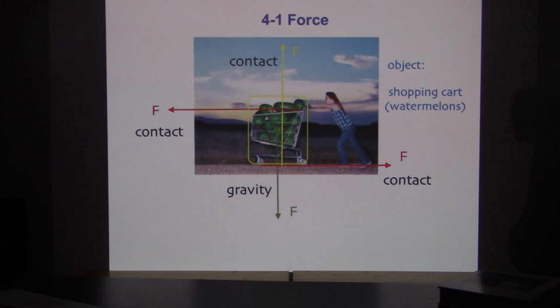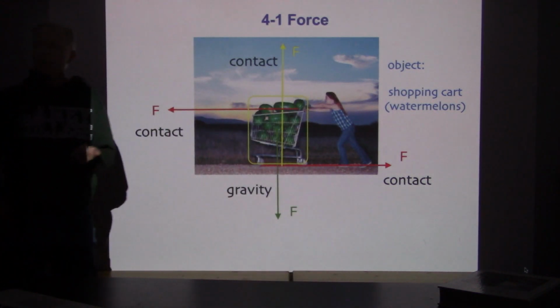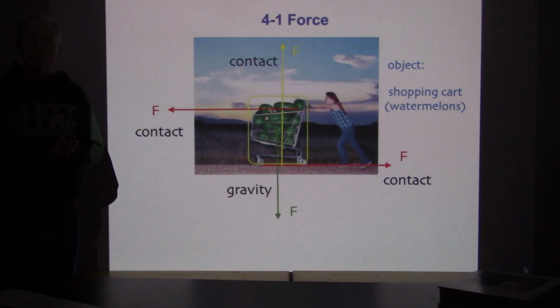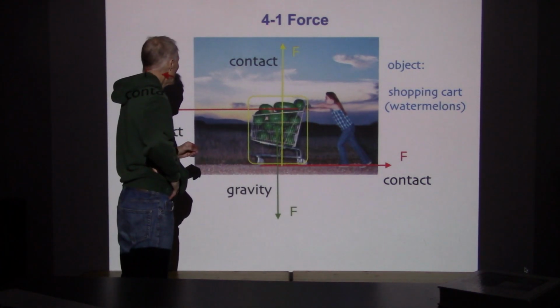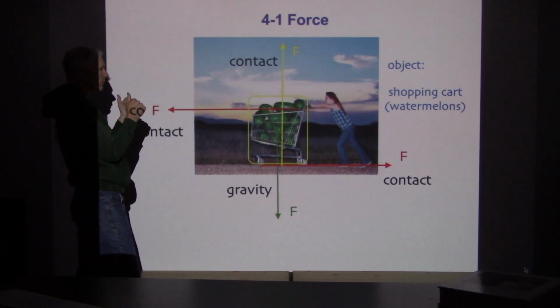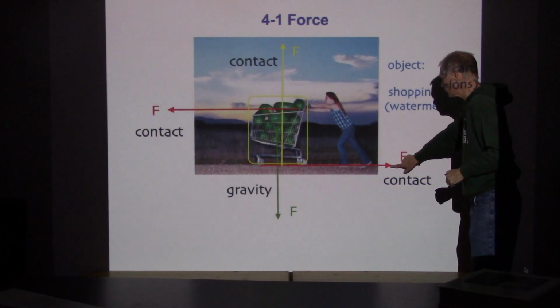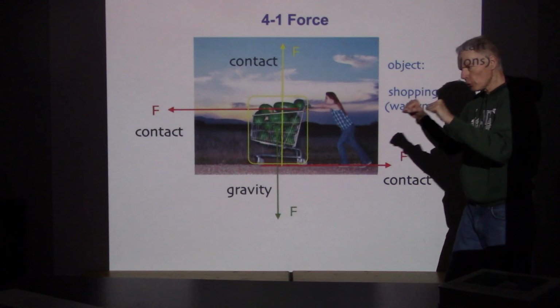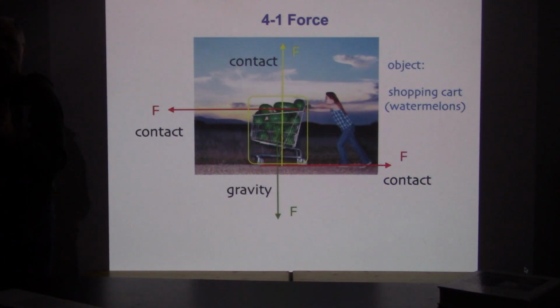Now, my guess is, this person pushing the shopping cart, it's probably constant velocity. And if it's constant velocity, that would say that the acceleration is 0. It's not accelerating, is my guess. If it's not accelerating, what that would say is that the contact force that the person is pushing with matches the contact force from the friction opposing that.